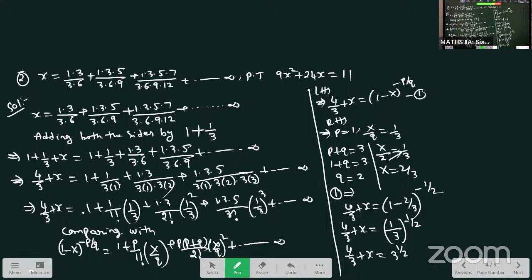So like this, we have to solve infinite series questions. In the first question, we added 1 on both sides, as there was only one term missing. In the second question, 2 terms were missing, so we added 2 terms. So we'll see the next, third one.